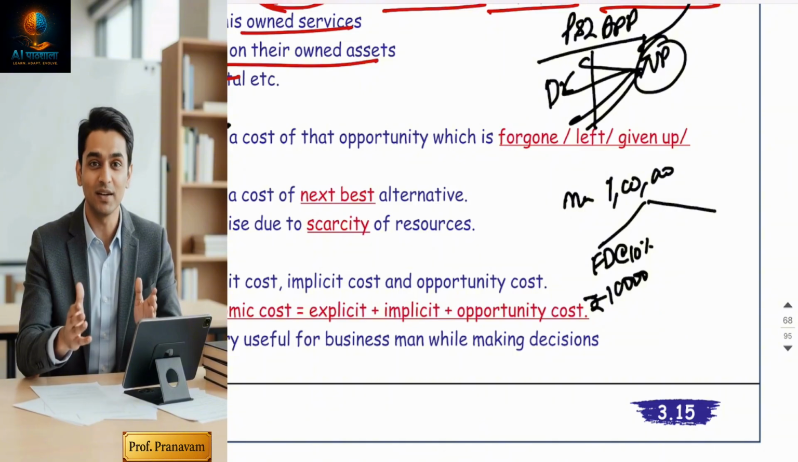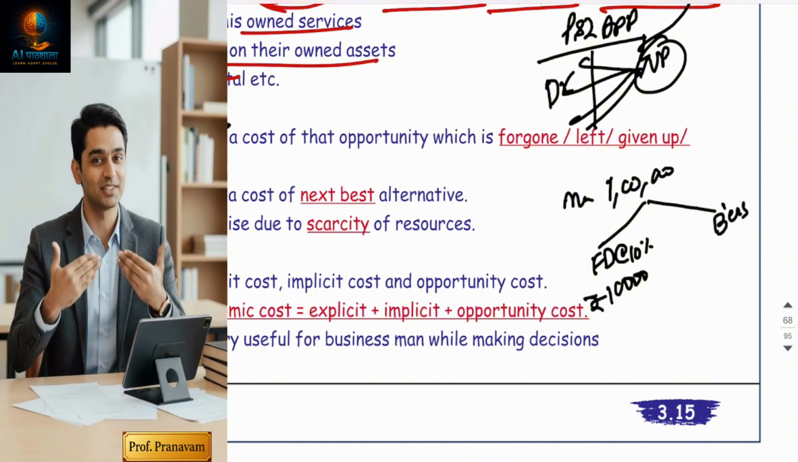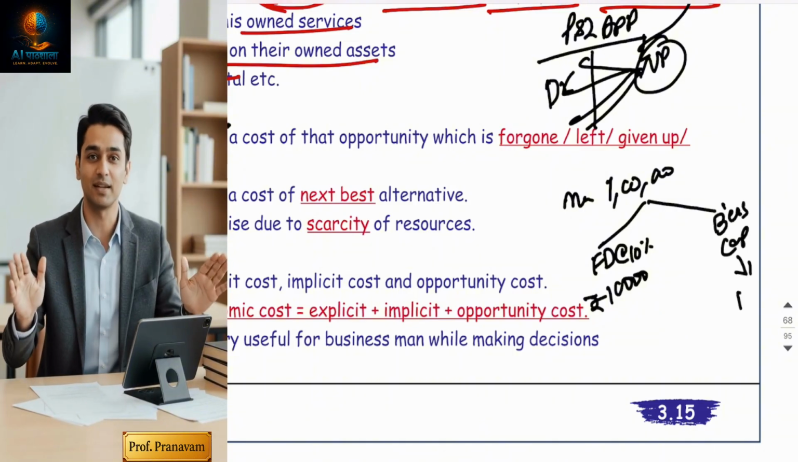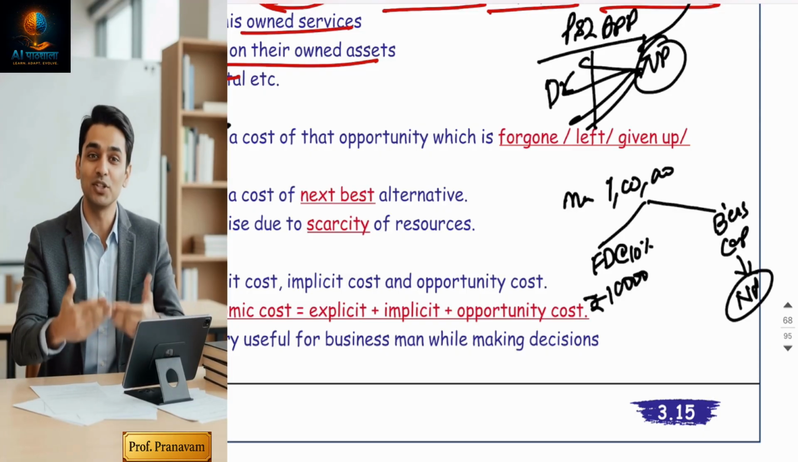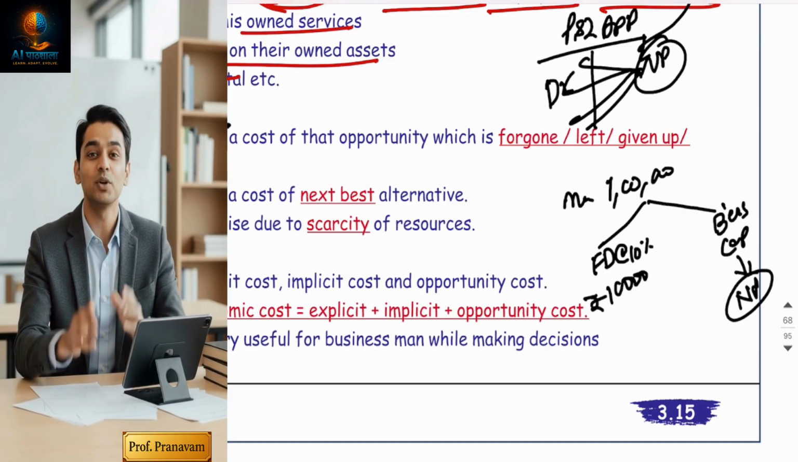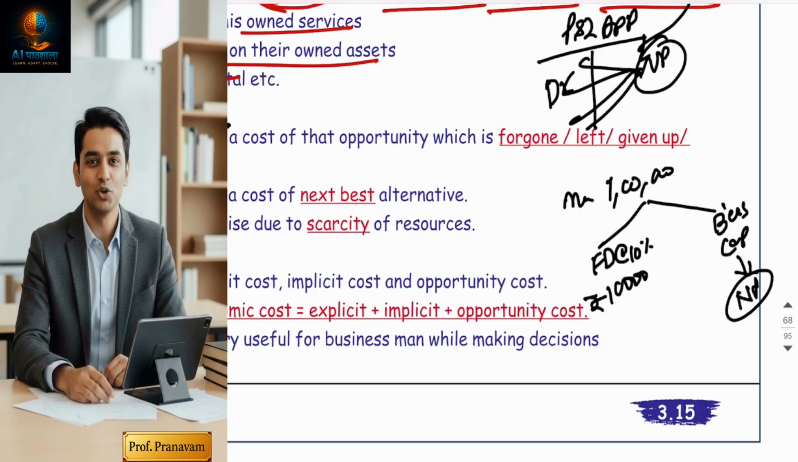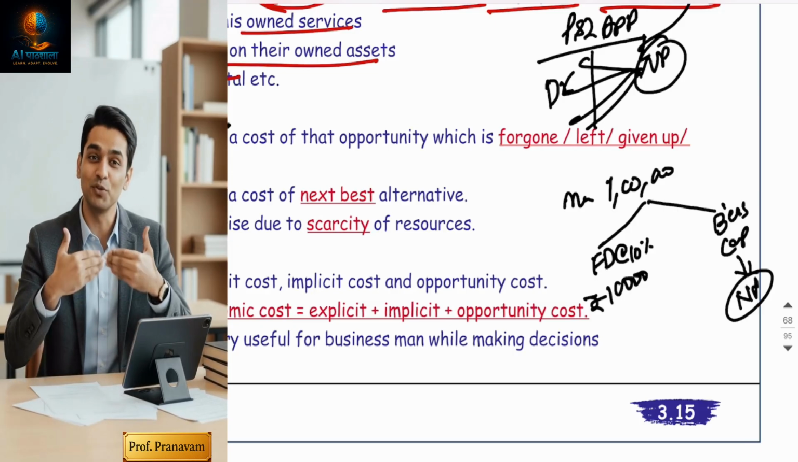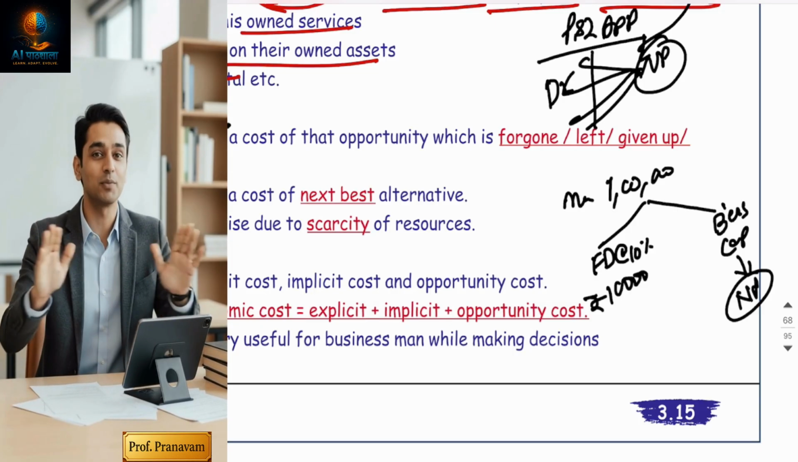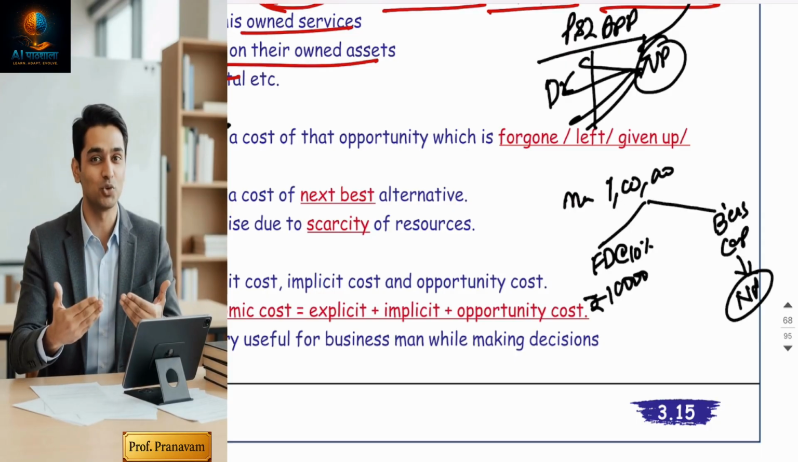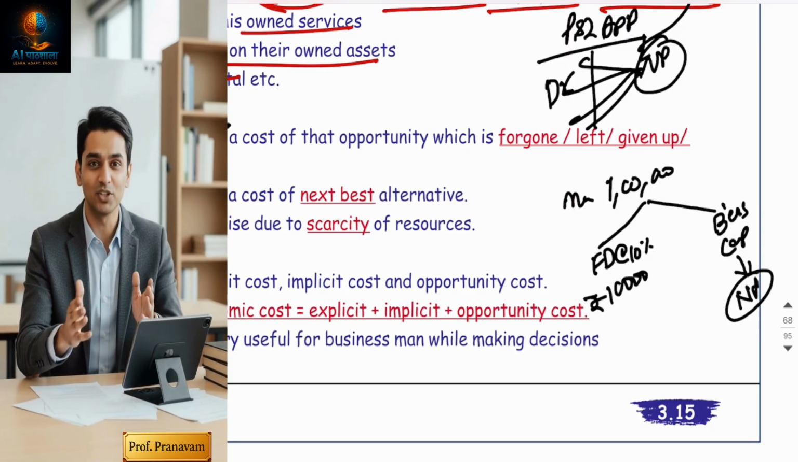Second option, you can start your business. You can invest this 1 lakh as capital, do the business and enjoy the net profit. Now, you have these two opportunities. If you do the FD, you cannot do your business. You have to sacrifice the business opportunity. If you start your business, you have to sacrifice your fixed deposit interest opportunity.